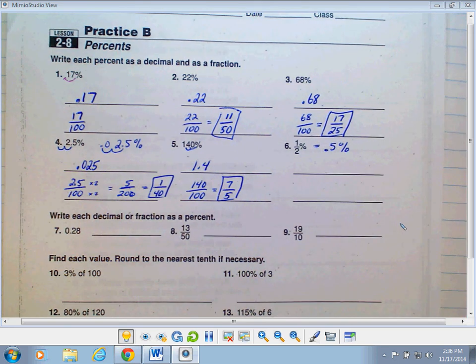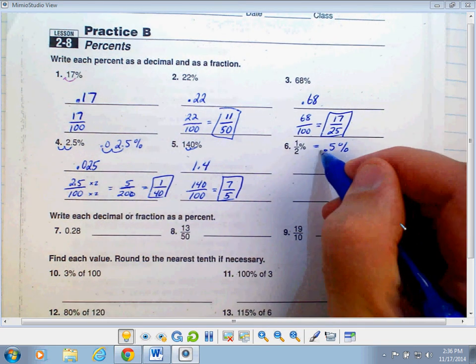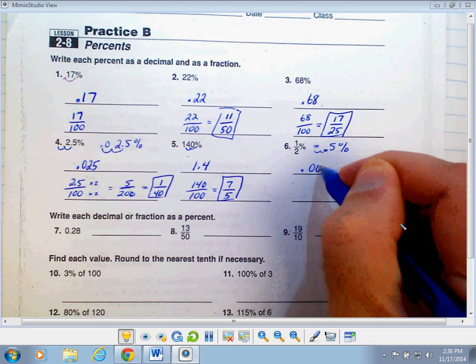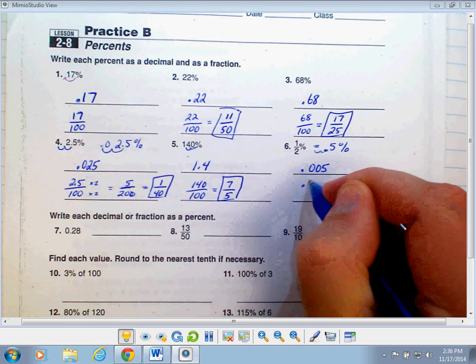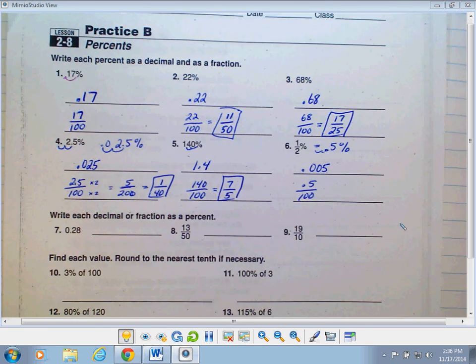But we want to actually turn it into a decimal without the percent symbol. So again, I'm going to move it 2 places backwards, which is going to require me to put 2 placeholder zeros in there, like that. And then to make it a fraction, I'm going to have 0.5 out of 100. I'm going to try the same tactic as I did with number 4.